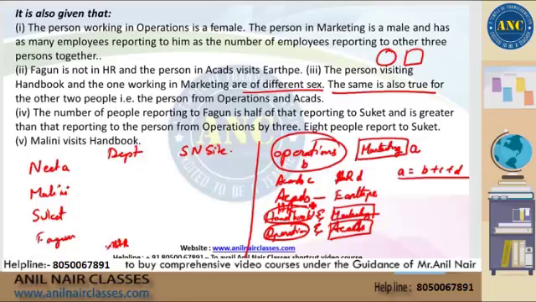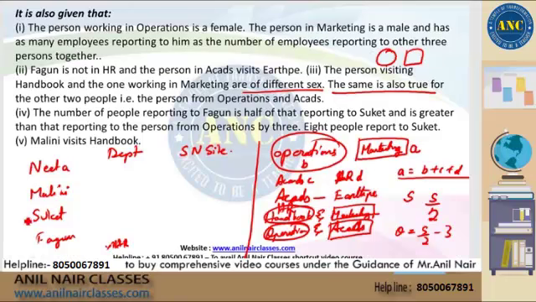Right? So that's the kind of data that we look up. And the number of people reporting, that's the fourth statement: the number of people reporting to Fagun is half of that reporting to Suket and is greater than that reporting to operations by 3. Fagun is half of Suket. If I say Suket is S, Fagun will be S by 2, and is greater than that reporting to the person in operations by 3. If you're talking of operations, that will become S by 2 minus 3 or something, right?